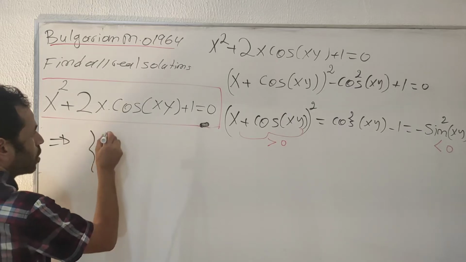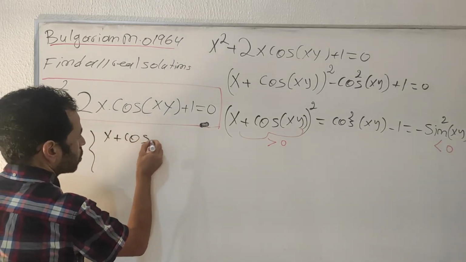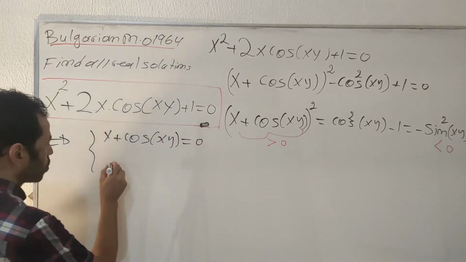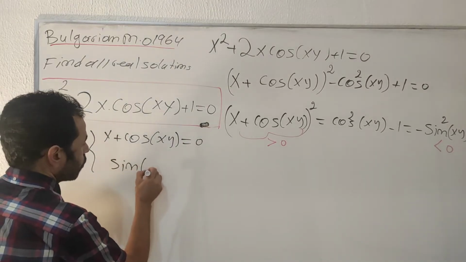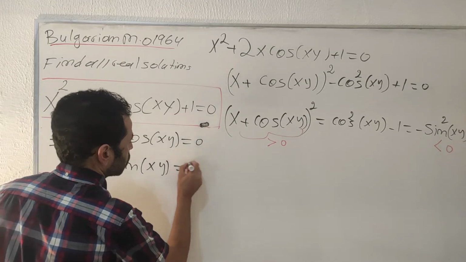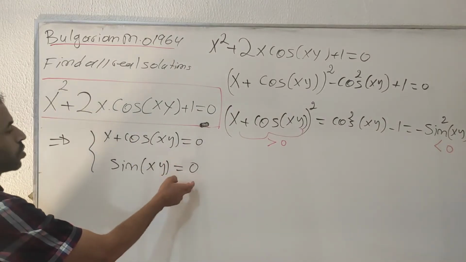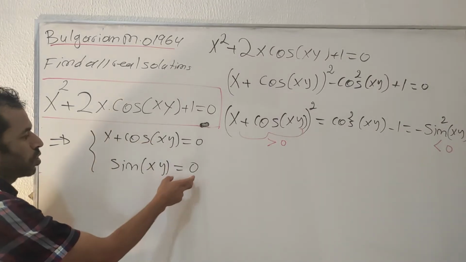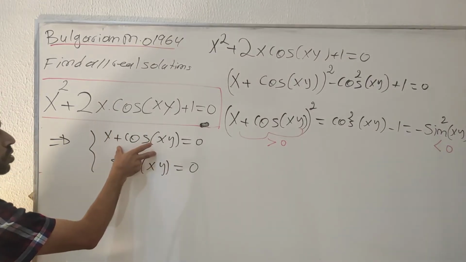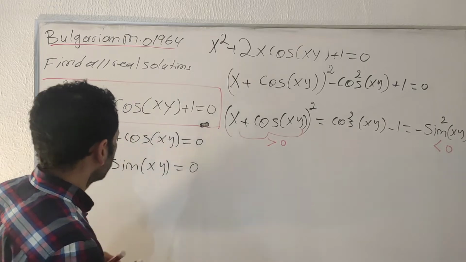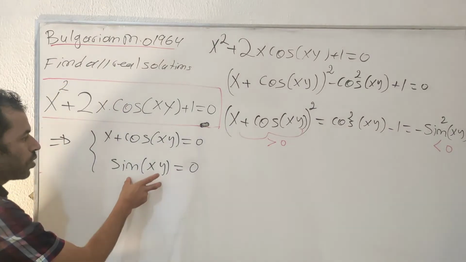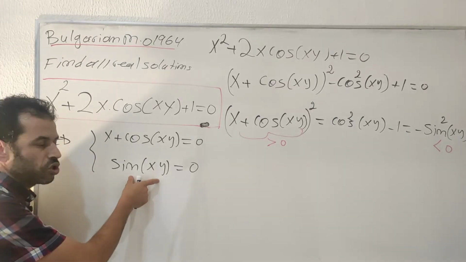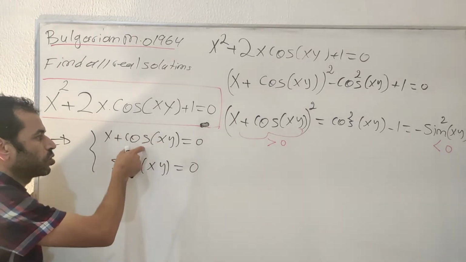So I get here x plus cosine of xy must be equal to 0, and also sine squared of xy equals 0, which means sine of xy equals 0. Now I'm going to work on the second equation in order to help the first equation be solved.